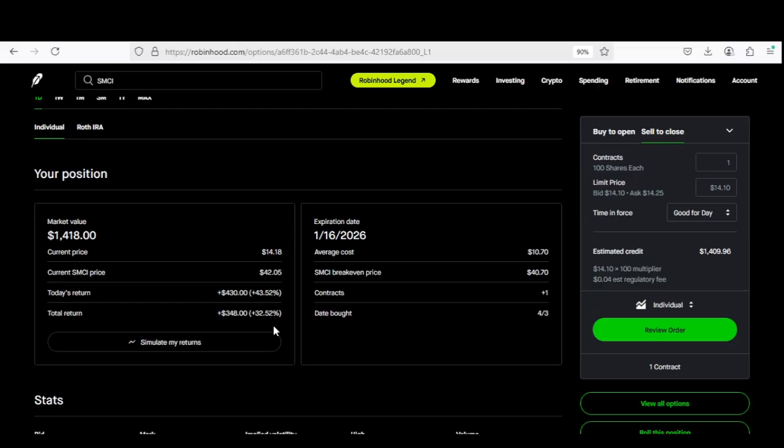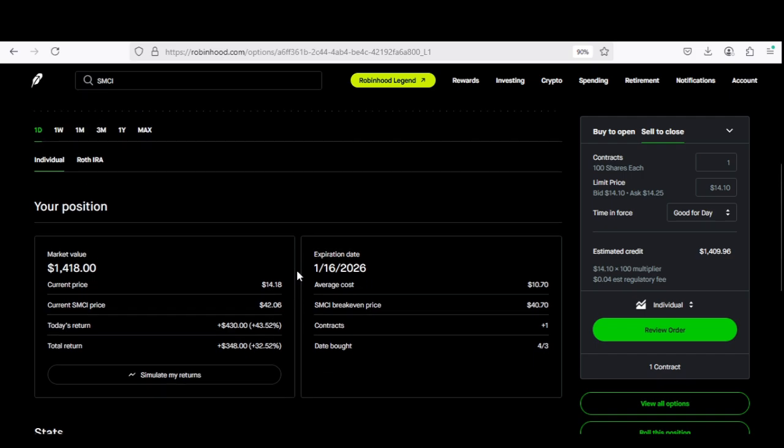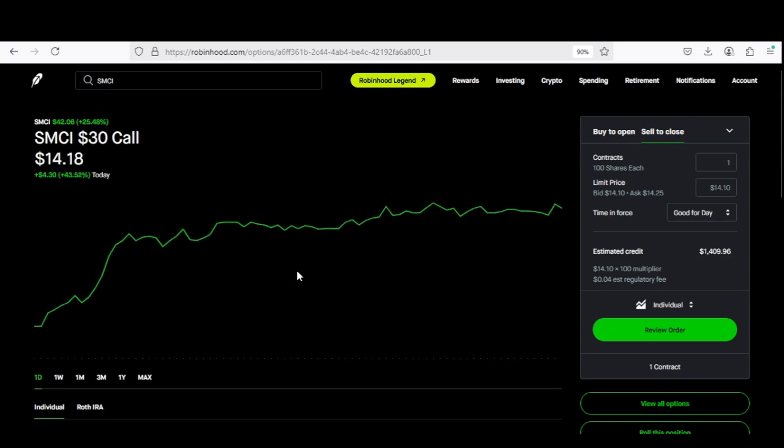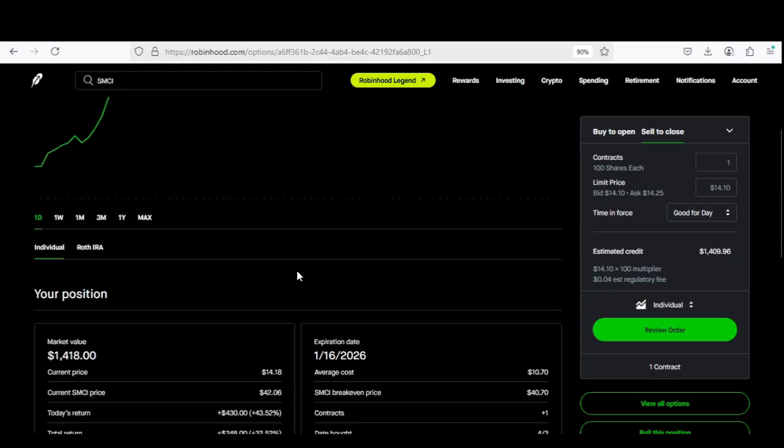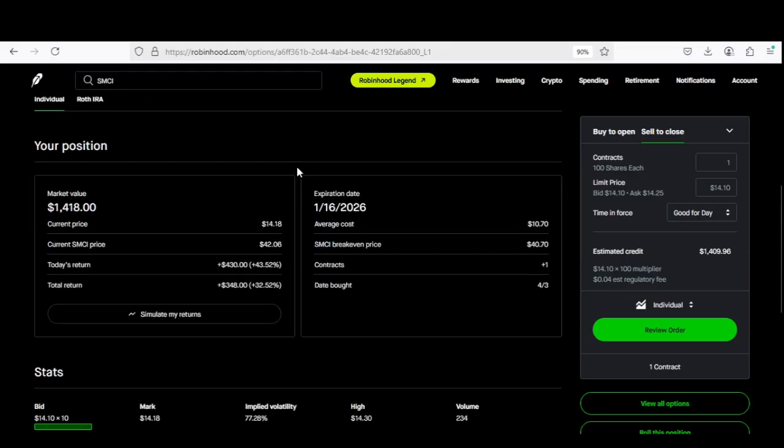So feel free to choose whenever you want to close out, and feel free to learn how to manage your own trades. So this is just one contract that I have on SMCI. What I'm going to do now is go ahead and show you a second contract. So this one I'm up $348. Let's go ahead to the second one.